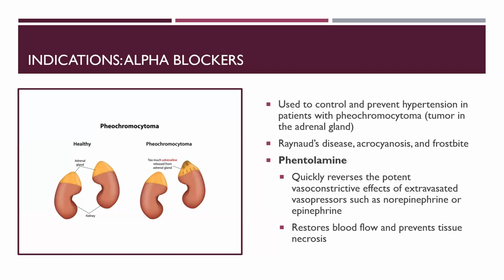Raynaud's disease, frostbite, acrocyanosis. Phentolamine quickly reverses the potent vasoconstriction effects of extravasated vasopressors, such as norepinephrine and epinephrine. So this is one of those ones I was talking about. Phentolamine is a reversal agent. So let's say that one of these vasopressors infiltrated and caused extravasation in the tissue. I can give this medication to fix it. It restores blood flow and prevents tissue necrosis.